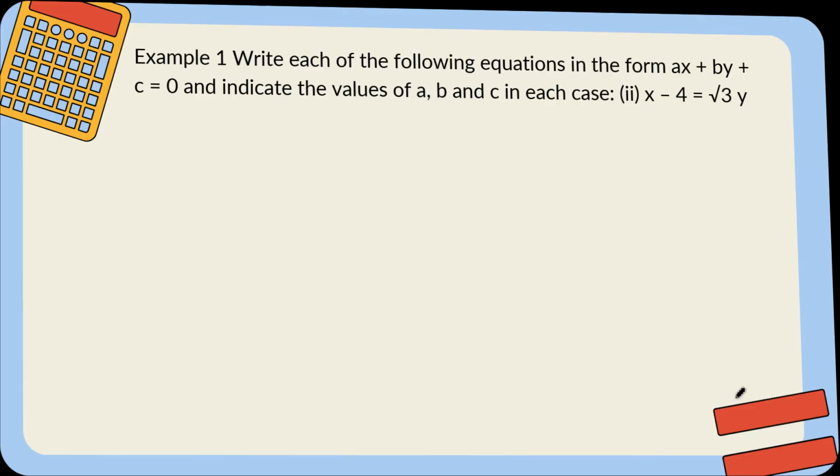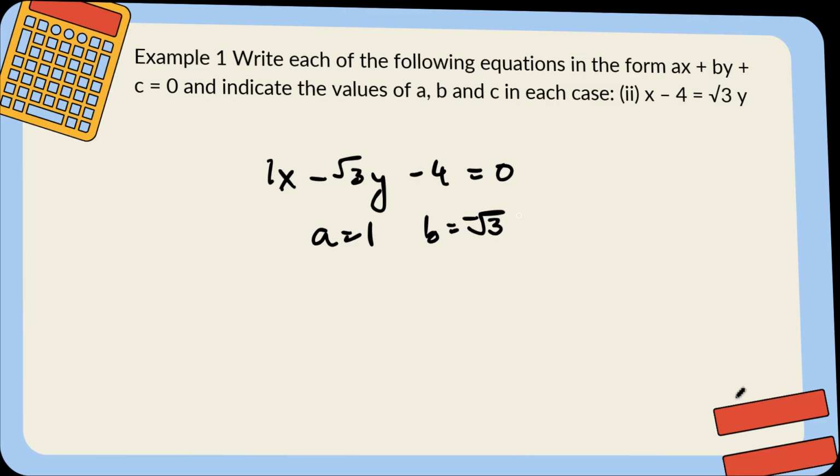Next one, we have x minus 4 and we have root 3y. So we can write it as x minus root 3y minus 4 equal to 0. So a is equal to 1 because this is 1x. b is equal to minus root 3 and c is equal to minus 4.